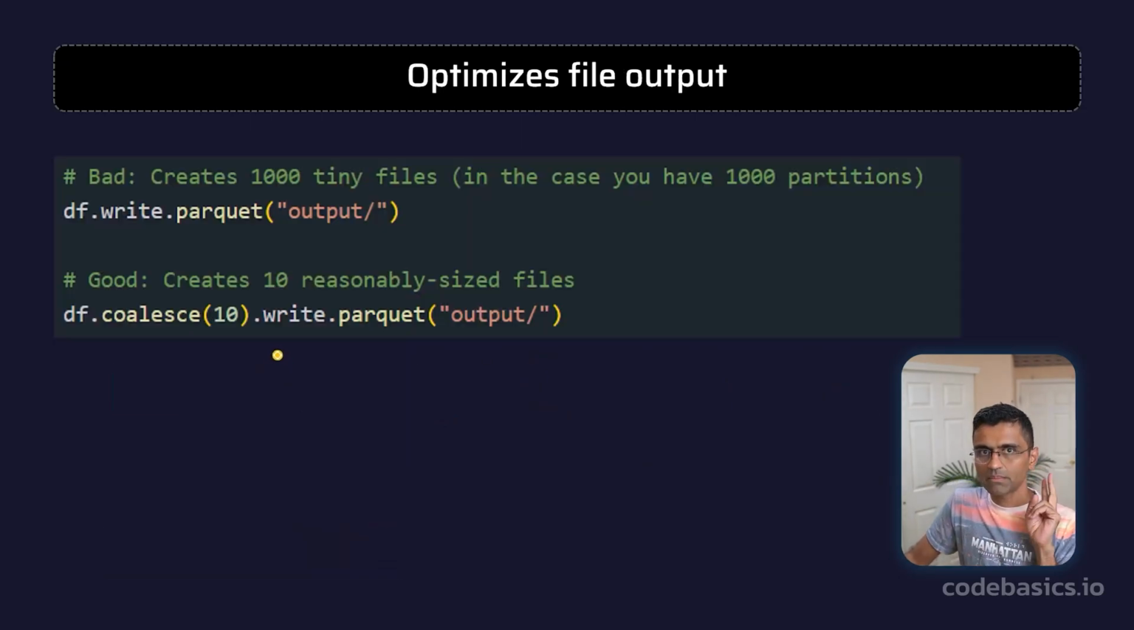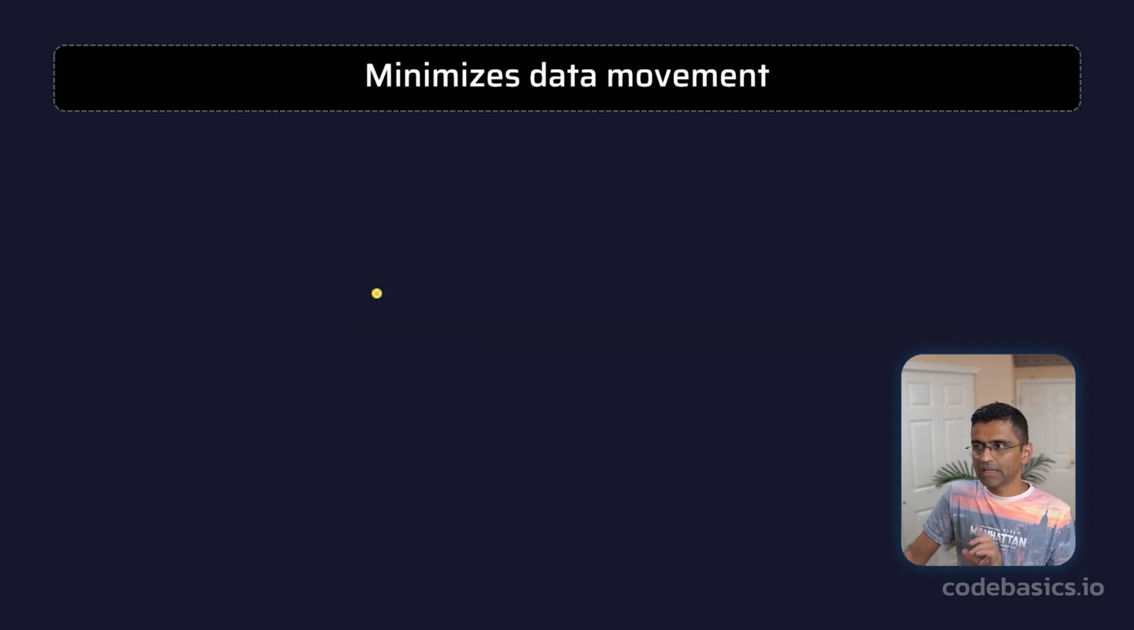The second benefit is it will optimize file output. So let's say you have a data frame with 1,000 partitions, and when you say df.write.parquet, it will actually write 1,000 tiny files. It's not efficient. It will write one file per partition. But you can do df coalesce 10 write and it will create only 10 files. Third benefit is it is minimizing data movement.